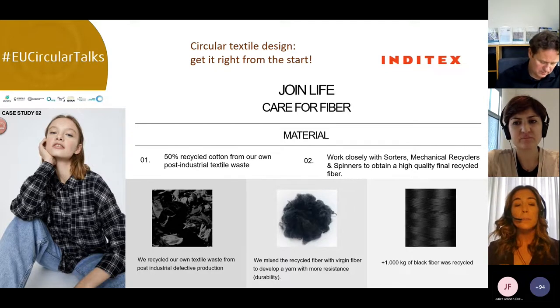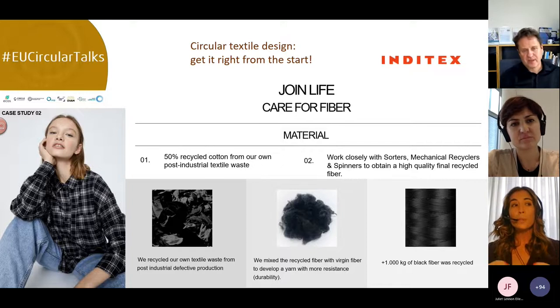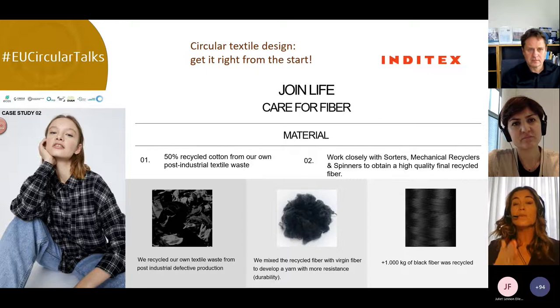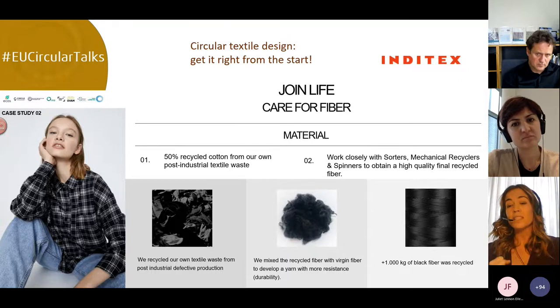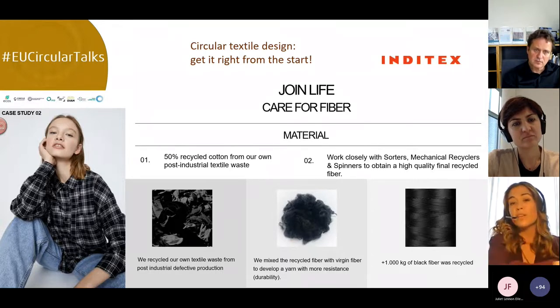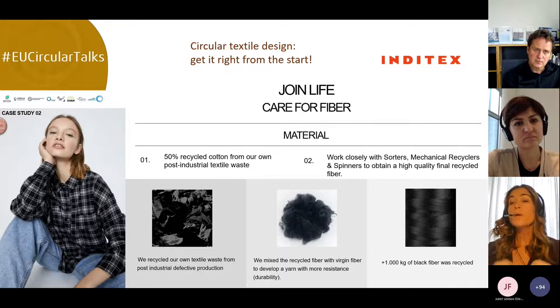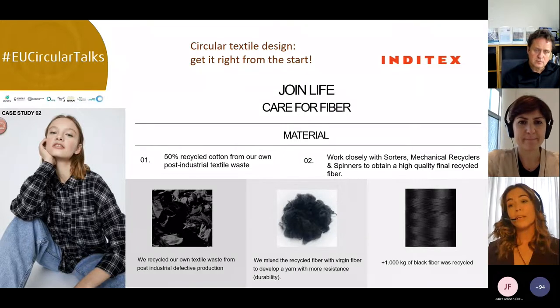Because we need to properly sort, we need to properly find the recycler that is able to properly thread the fiber, and then we have to spin it and work with the spinner to obtain a fiber that has good enough quality to be commercialized. That's a real example. So both garments represent a big effort from a sustainability eco-design point of view, and with a really good achievable price for the consumer, because at the end of the day, we have to engage the consumer as well in sustainable consumption.